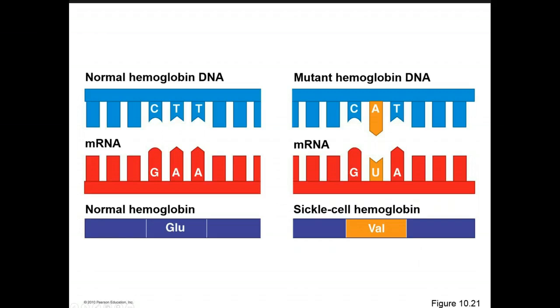This is an example of a point mutation at the level of the DNA where a single nucleotide is changed that ends up changing an amino acid in a protein. It's a point mutation at the level of the DNA, and we call this a missense mutation at the protein level, in that we received an amino acid that would not have been there had we had the correct DNA.